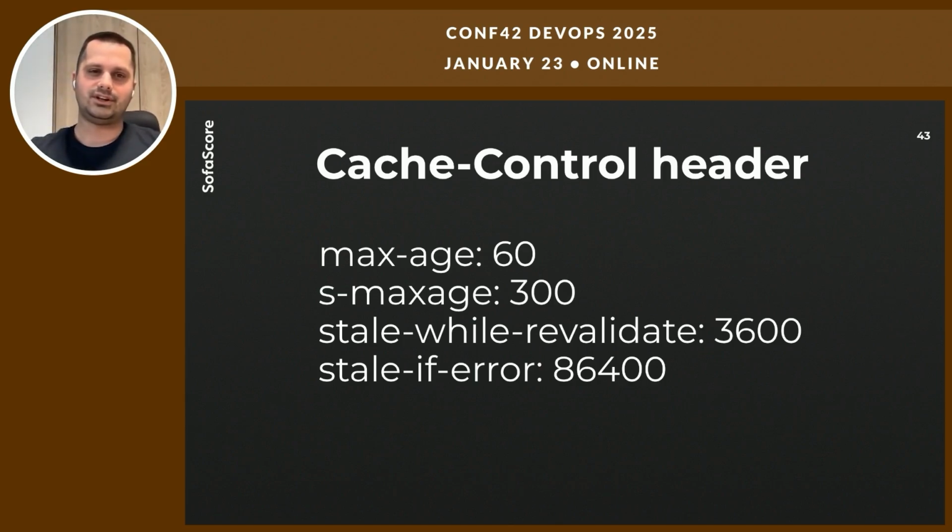A really cool header is stale-while-revalidate, which will essentially return the old version of the resource while fetching the new one in the background, which is really useful if you have slow endpoints. Stale-if-error will allow you to return the last response you have if backend services are not currently healthy, which is really cool. You basically have an always-on site.